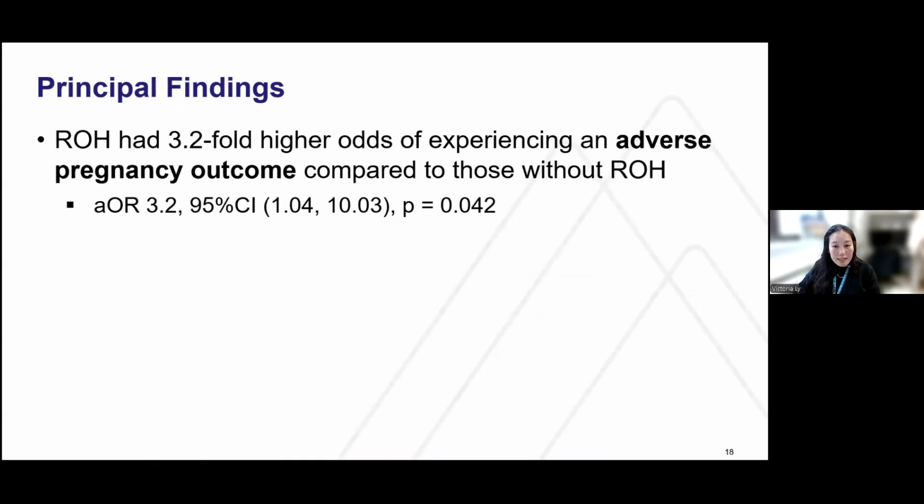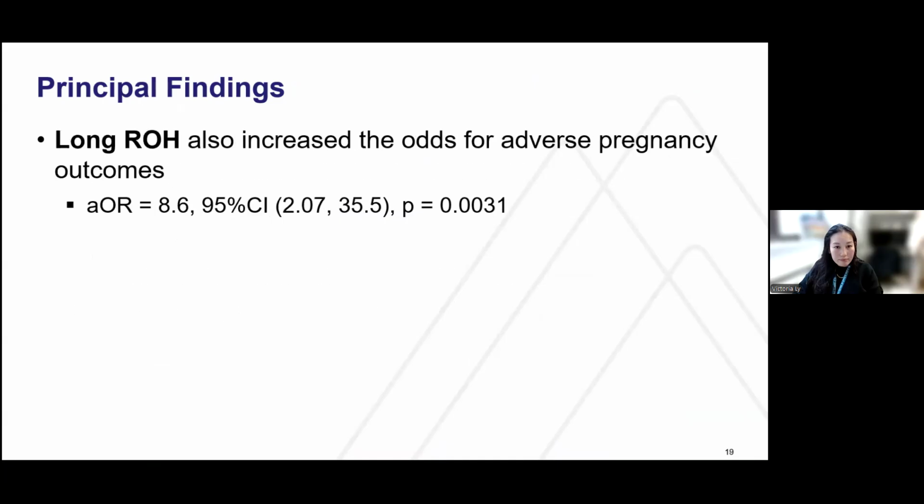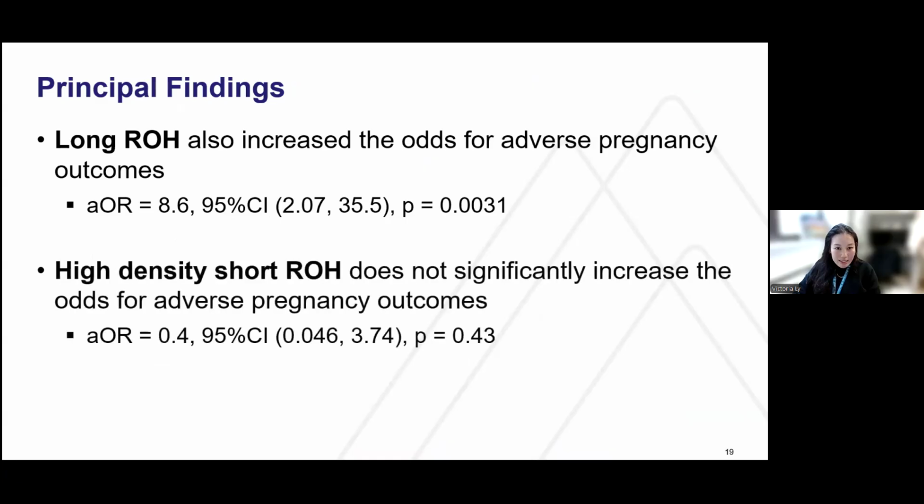Overall, we found that pregnancies with ROH resulted in 3.2 greater odds of an APO, and specifically an 8.2 greater odds of FGR. When we stratified by ROH type, long ROH were significantly associated with APOs with an odds ratio of 8.6. In contrast, a high density of short ROH was not associated with an increased risk of APOs.